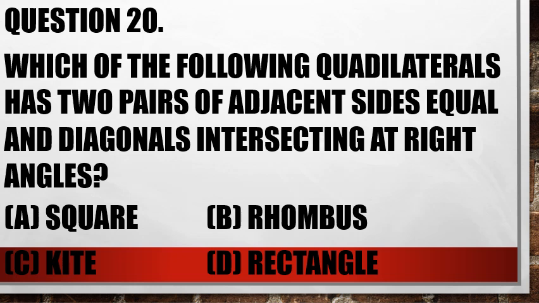Which of the following quadrilaterals has two pairs of adjacent sides equal and diagonals intersecting at right angles? This is a kite. We have found the definition of a kite there. In the definition of a kite, two adjacent sides are of equal length, and in the property of a kite we have found that one diagonal intersects another at right angles.